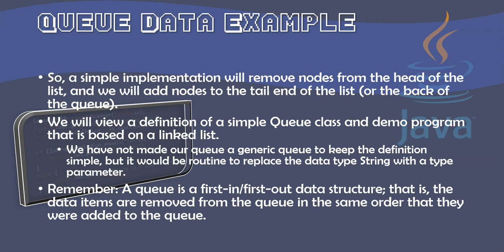The big thing to remember with queues, though, is that they are a first in, first out data structure. That is, the data items are removed from the queue in the same order that they were added to the queue. So again, remember, stack, first in, last out; a queue, first in, first out.